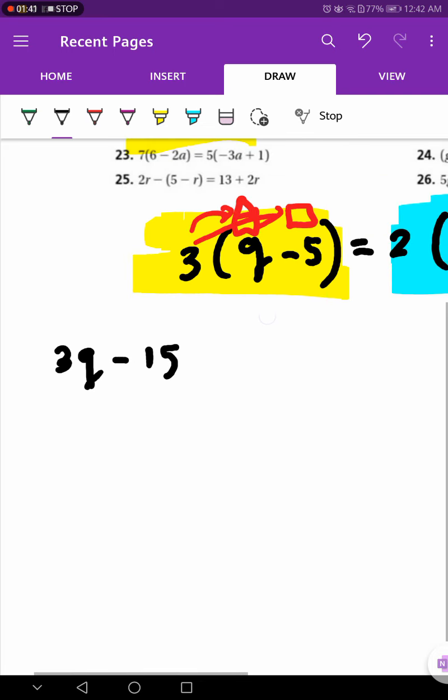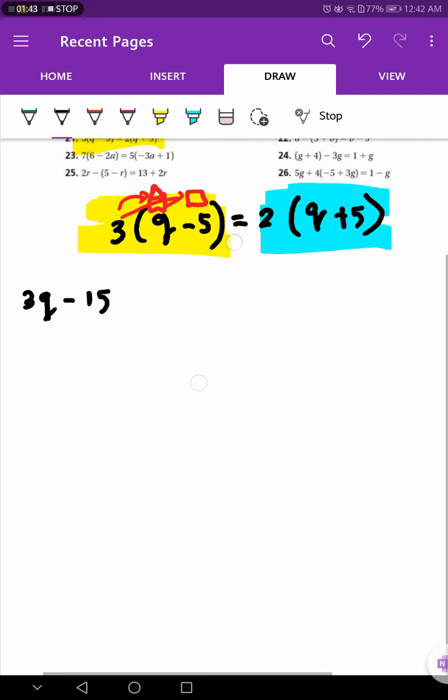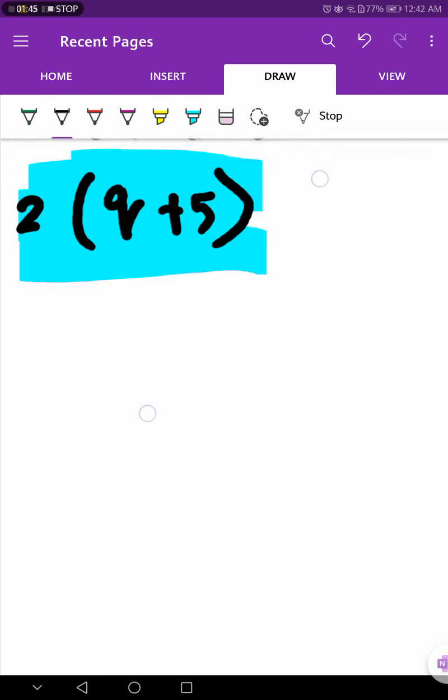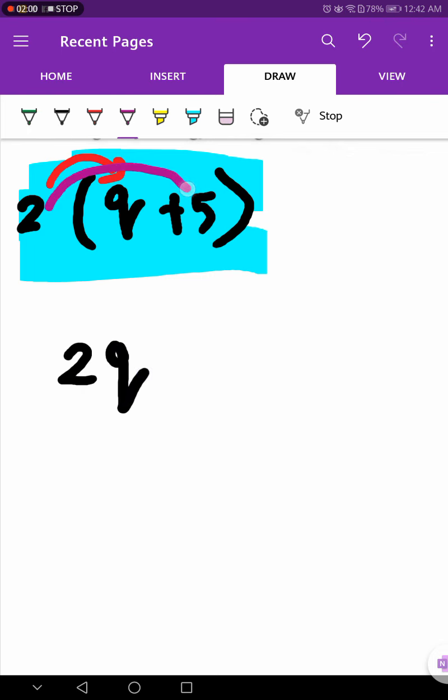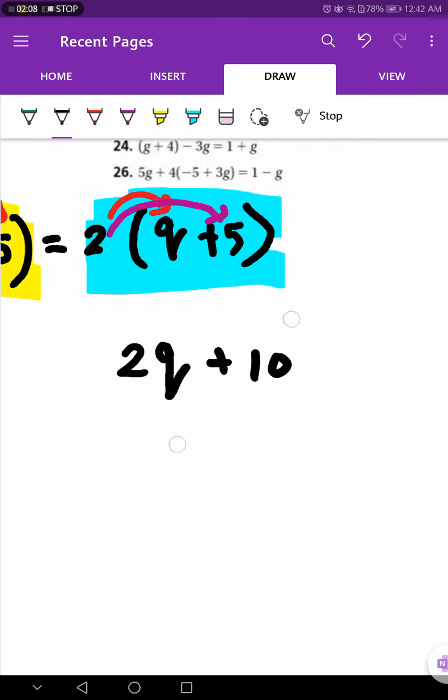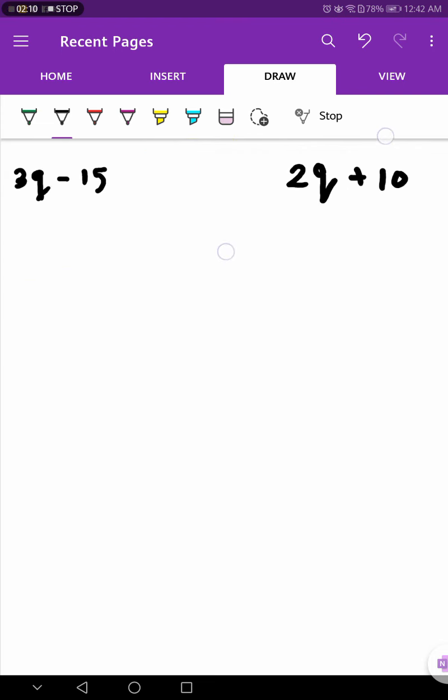What about the right side? The right side is the same. We break the parentheses in the same way. I multiply 2 by q, which equals 2q. Then I multiply 2 by plus 5, which equals 10, so plus 10, and this is the right side. Okay, my dear student, great.